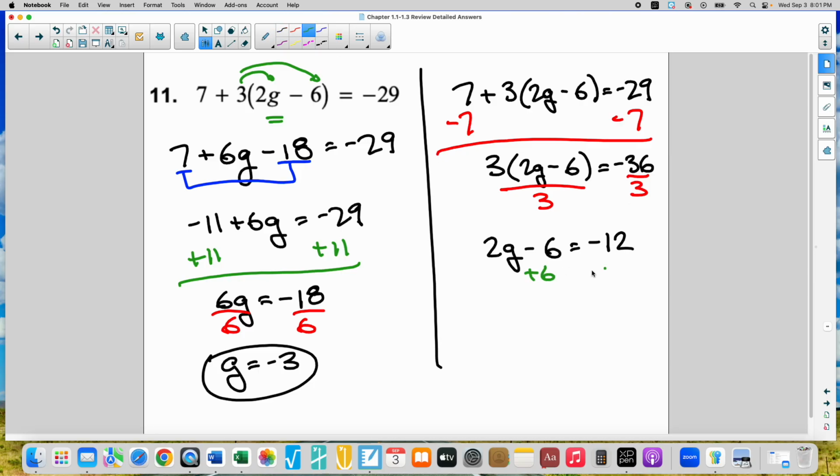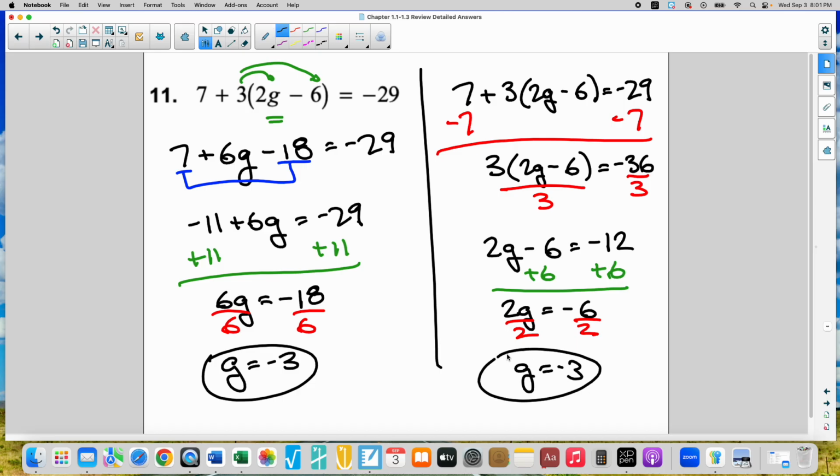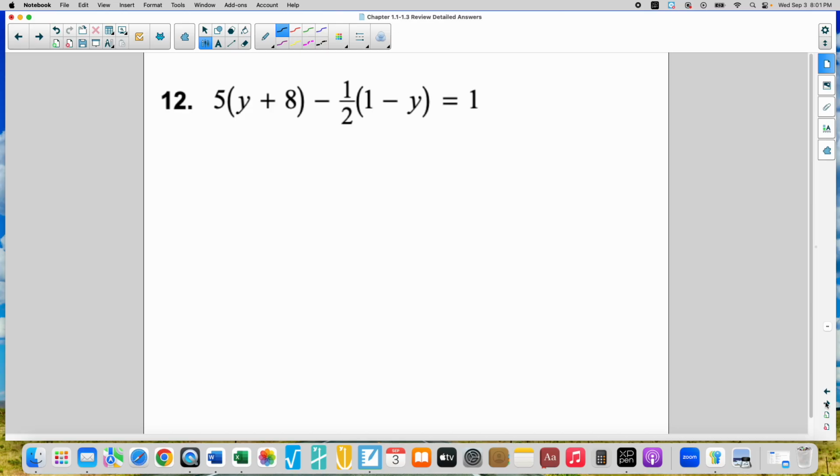I'm going to add 6. 2g equals negative, what's that? Negative 6. I have more negatives than positives. Divide by 2, and g equals negative 3. Same answer. Number 12. All right, we have 2 different variables, so there's no shortcut.